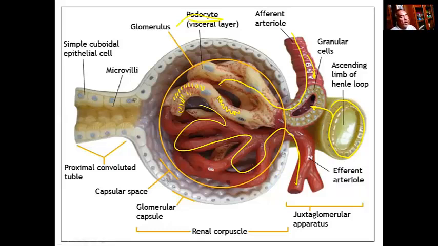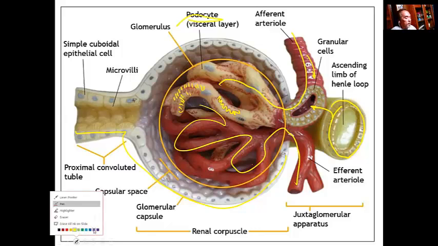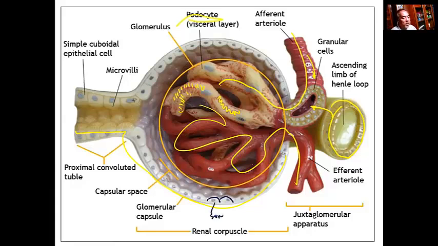Okay, and then the Bowman's capsule. Remember, we talked about this in the tissue lecture. It is lined by simple squamous. So this is simple squamous. So the lining around the Bowman's capsule is simple squamous epithelium. But the lining of the tubules is simple cuboidal epithelium.